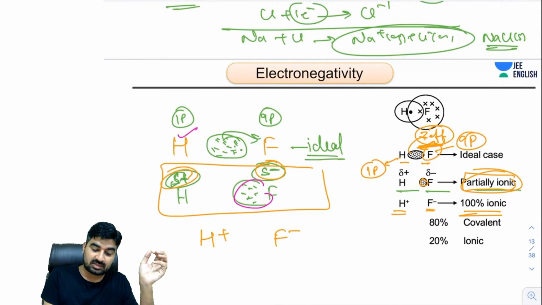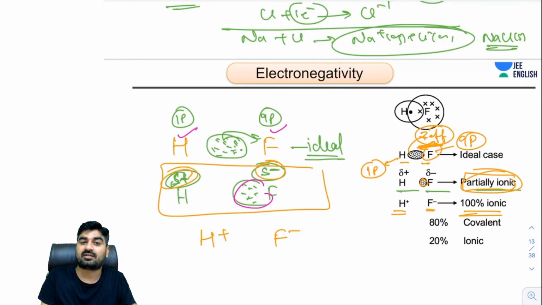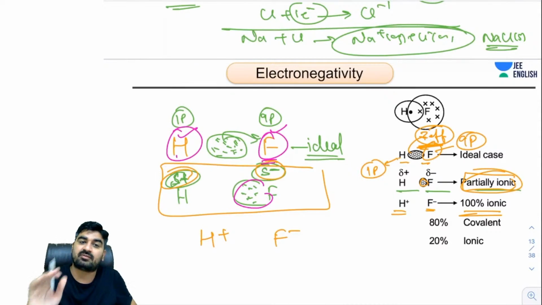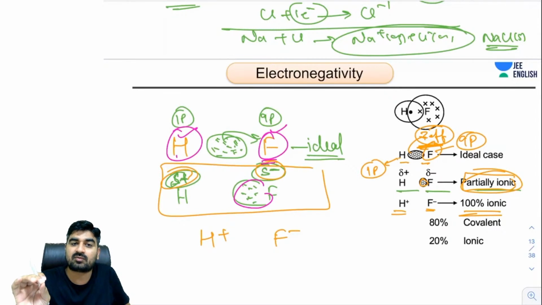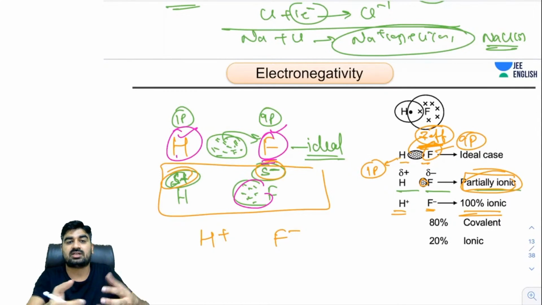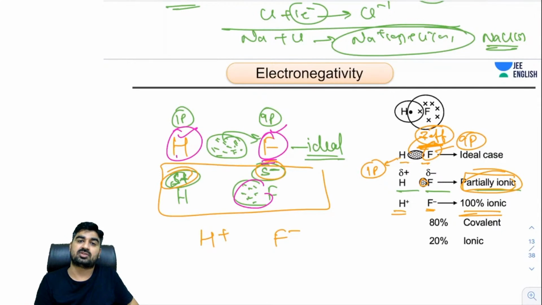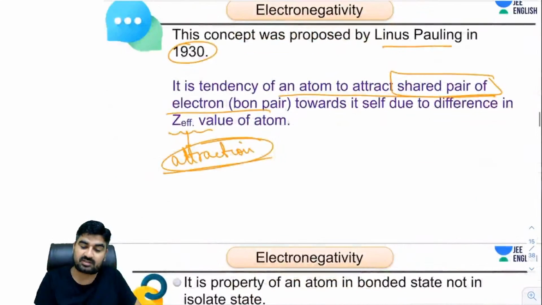If this and this have same Z effective, then electrons will be at center, and that can happen only when, if it is hydrogen, it should also be hydrogen. If these two are different elements, then definitely they will have different number of protons in their nucleus. So Z effective cannot be same. If Z effective is not same, then electrons will be attracted towards one side, and the side which attracts electron will get partial negative charge and the other will get partial positive charge.